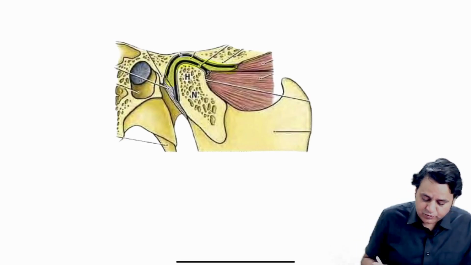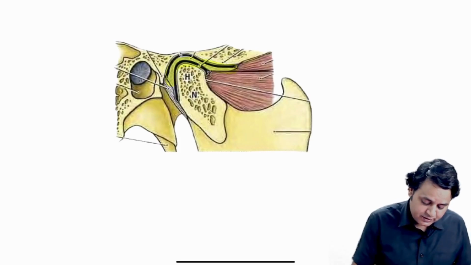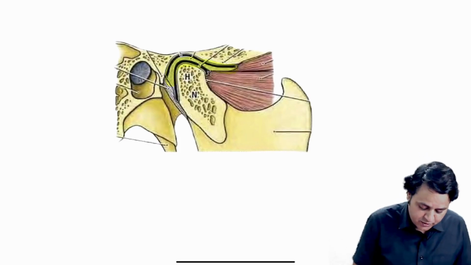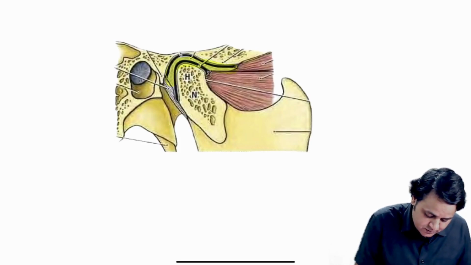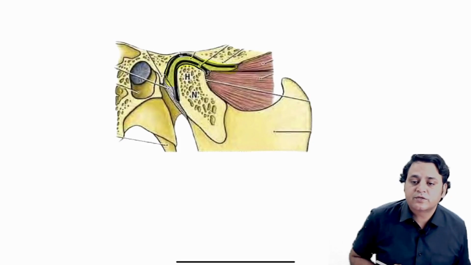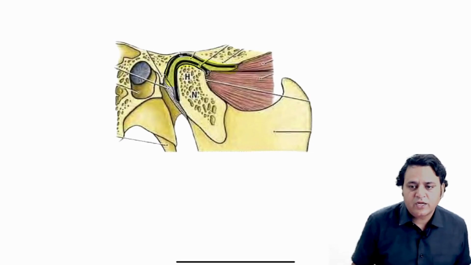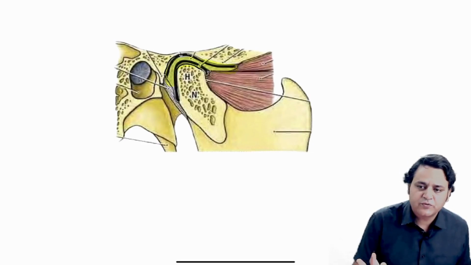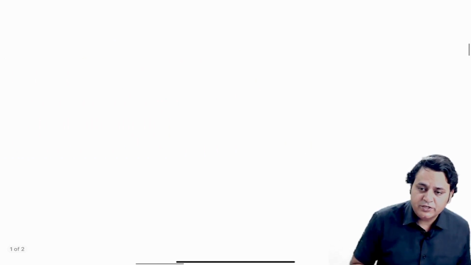I was telling you about another peculiarity. As you can clearly see in this diagram, this articular disc does not attach to the upper surface, and it is also not attached to the lower articular surface. It is present in between the upper and lower articular surfaces and does not attach to either of them. You can clearly see this in the diagram. Now this is the second peculiarity.